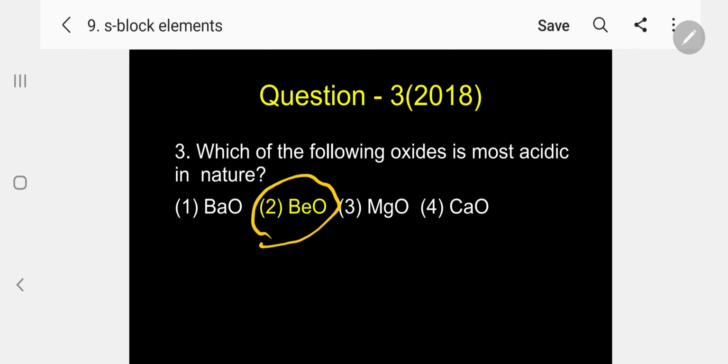So beryllium oxide is most acidic in nature. Actually, you should not ask for the most acidic; it should be acidic in nature, because all the others are basic. Beryllium oxide is amphoteric; it behaves as both basic and acidic. The remaining three are only basic, not acidic. That is the most important character.